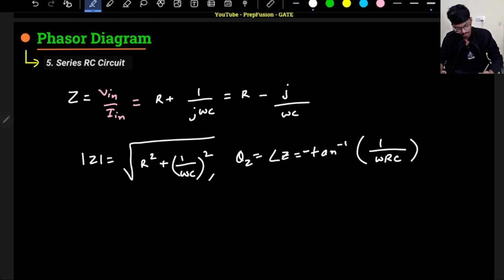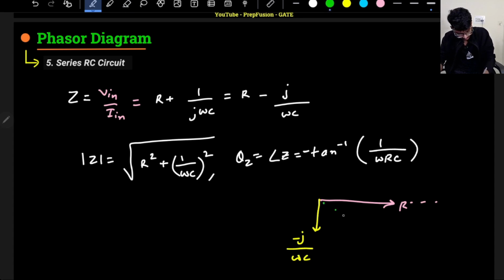Theta z, same as the power factor angle, okay? So what will be the phasor diagram? For the impedance, the phasor diagram will be something like this. R will be here, reference, and minus j means I will go in the clockwise direction. This will be minus j by omega C, and the resultant, the vector addition basically, will be somewhere here. Okay, so this will be the phasor addition, that is Z angle theta z.